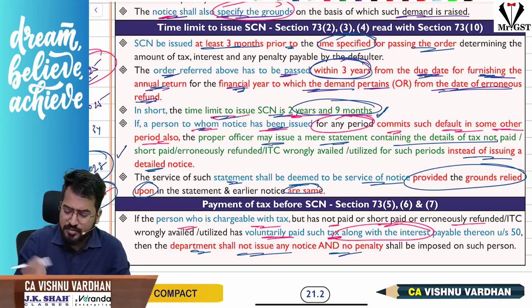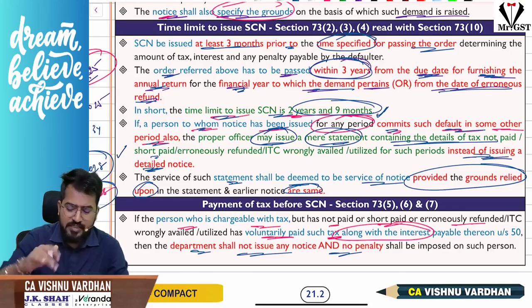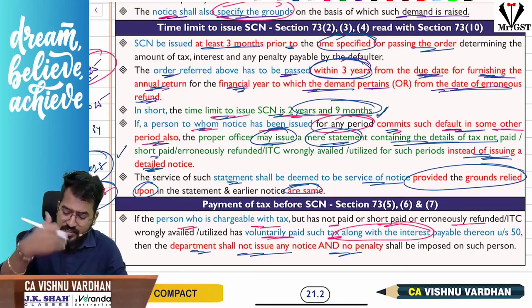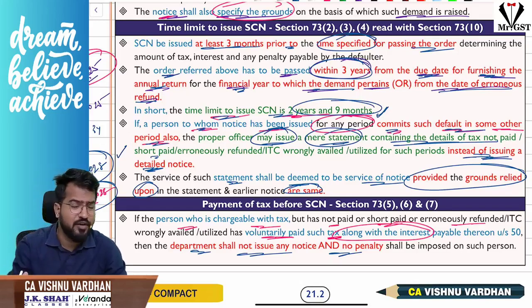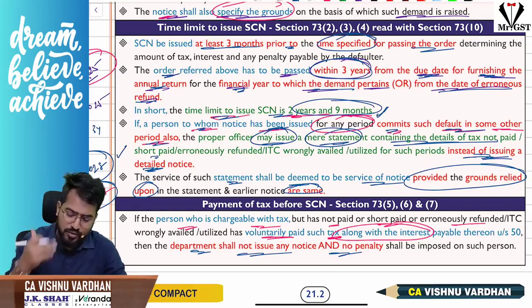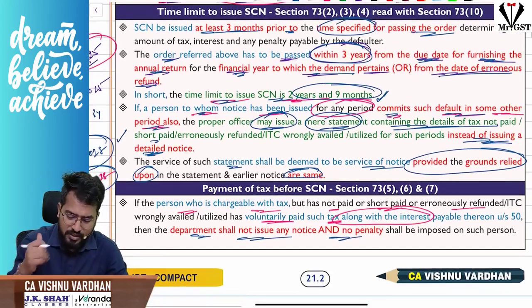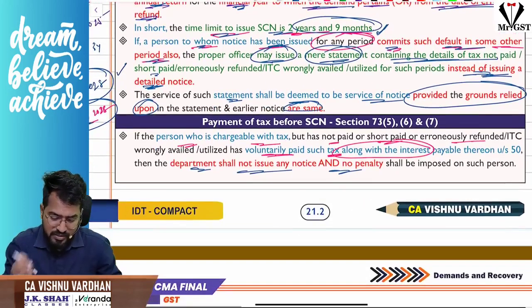If a person to whom a notice has been issued for any period commits such default in some other period also, then the proper officer may issue a mere statement containing the details of the tax not paid or short paid, instead of issuing a detailed notice. That means for any subsequent periods, where for the same reasons he has not paid tax, short paid, or there is an erroneous refund or ITC wrongly availed or utilized, when we have already given a notice to him, now a statement giving the reasons for issuing it is more than sufficient. So a detailed notice is not required. That is regarding the show cause notice time limit.